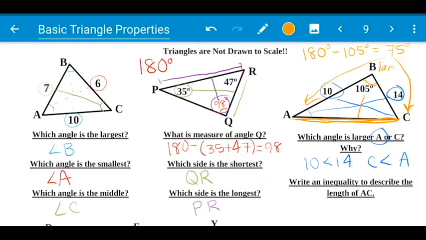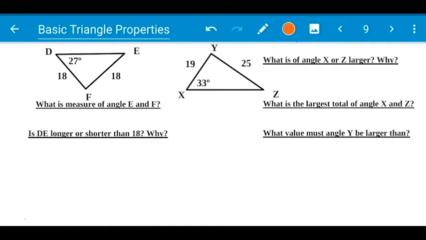So let's write largest right here. I forgot the S there. If we have B as our largest angle, that means that side AC has to be our largest side. It means that AC has to be bigger than AB and BC. Well, because BC is larger, we're going to say AC is bigger than 14. Now let's move on to our last two examples.